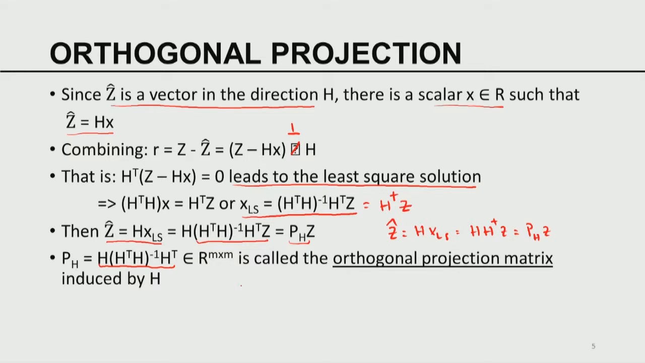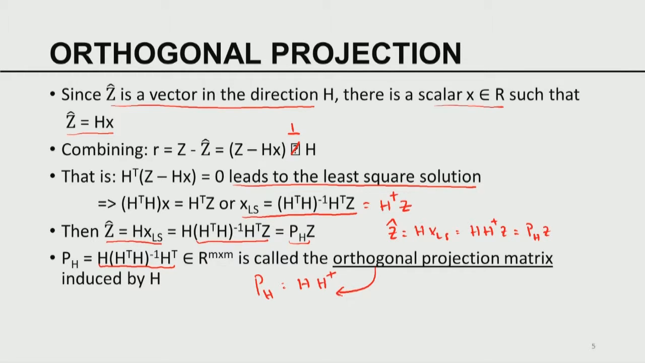Therefore P_H is equal to H H plus, and that is the orthogonal projection matrix that we are interested in. So you can readily see I get the same formula that I obtained by minimizing f of x, which is the square of the norm of the residual. The same result that we got analytically by minimizing f of x is obtained by a very simple geometric fact, which states that the perpendicular from a point not on the line to the line gives the shortest distance from the point to the line.